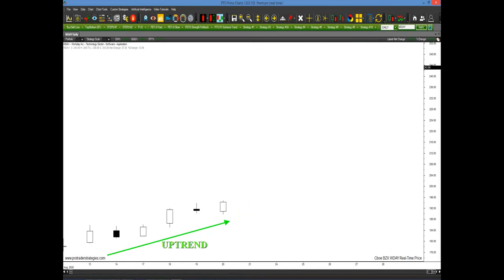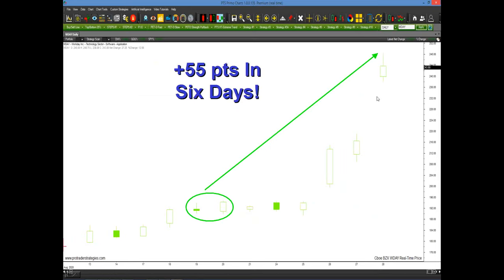Here's an example in W Day. Okay, once again, we're in a clear-cut uptrend, right? Here's a bullish engulfing pattern. So we want to go long. But remember, it's not just enough. We have to confirm it with a PET D. Once we apply the PET D, we see that not only is bar number two outlined green, but all the bars are green. So this is a good sign. You could have gone long W Day on the 20th of August, 55 points in 6 days, okay? This is how simple trading can be if you just get out of your own way.